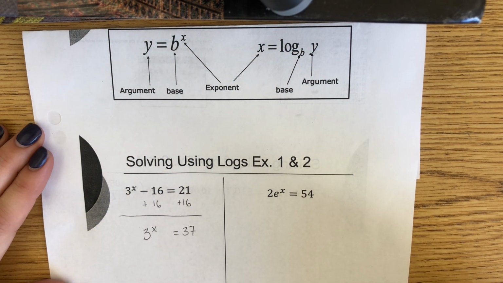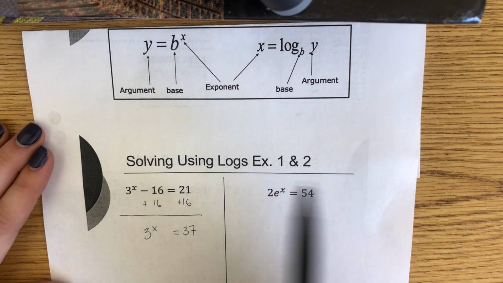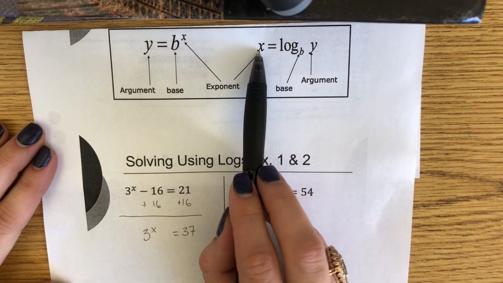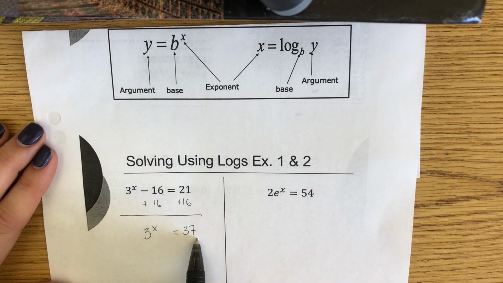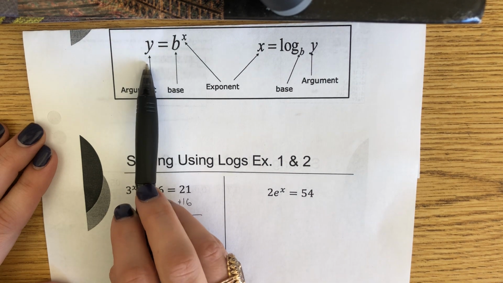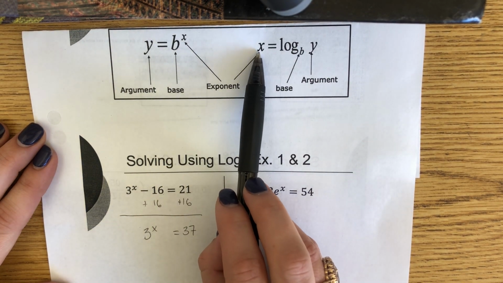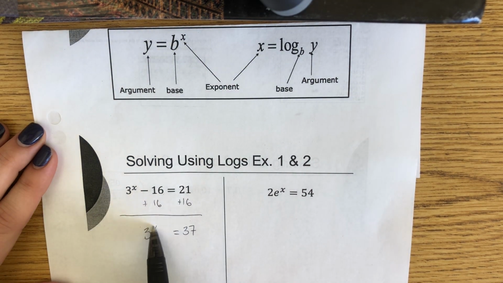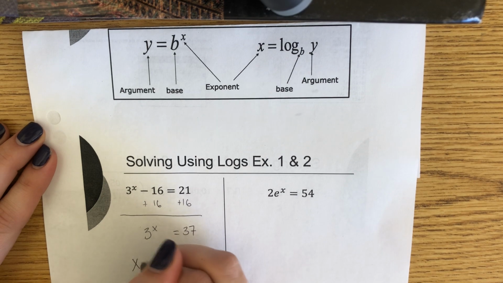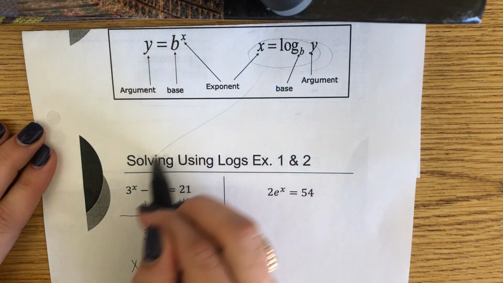So I'm going to solve this by rewriting this as a logarithm. All right, so this is an exponential. So I have 3 to the x equals 37. In other words, it's like 37 equals 3 to the x. All right, so I have the exponent here is what it equals. So that's x, sweet.